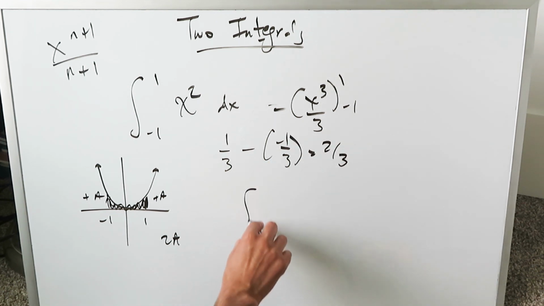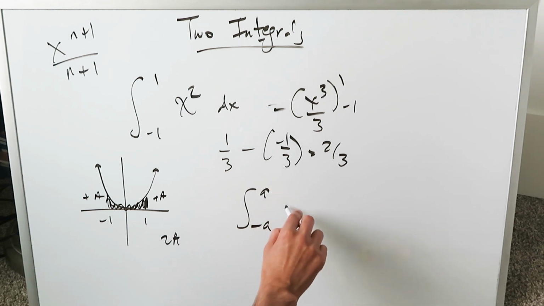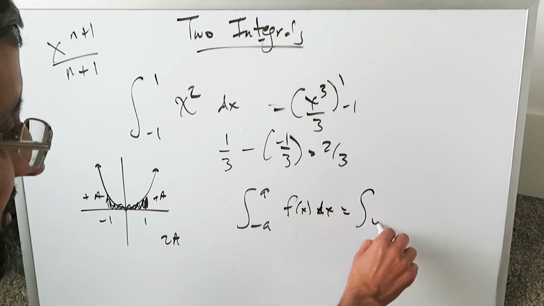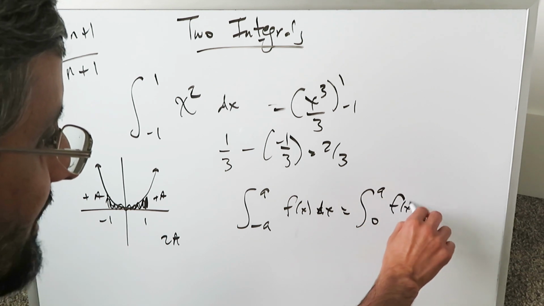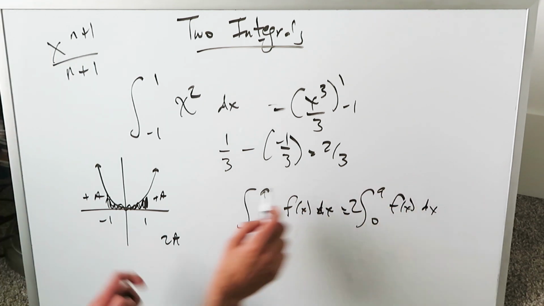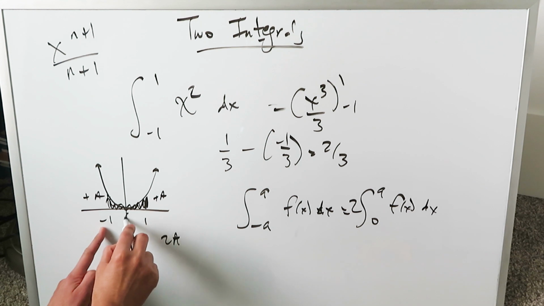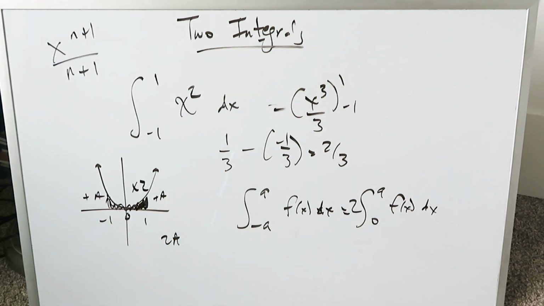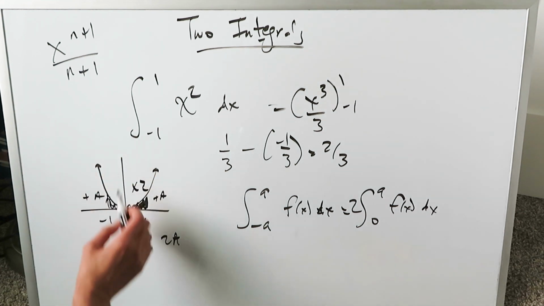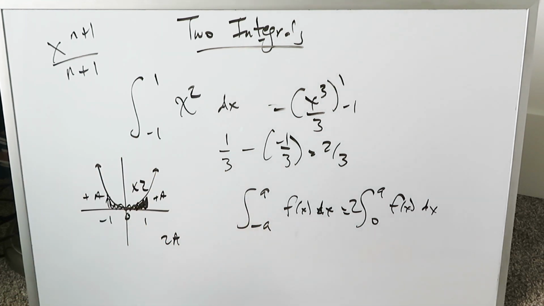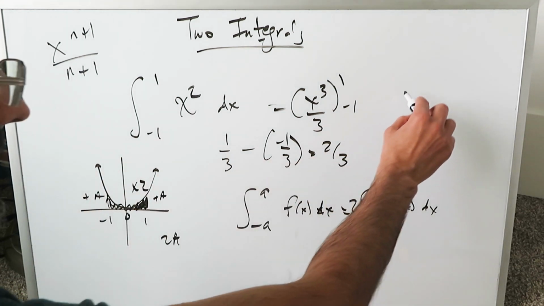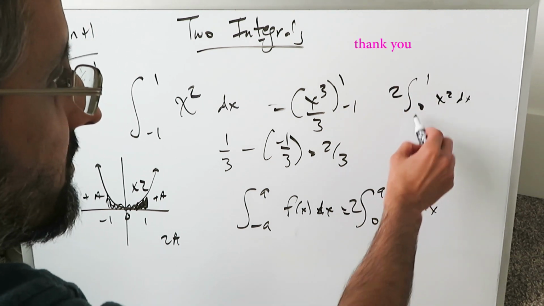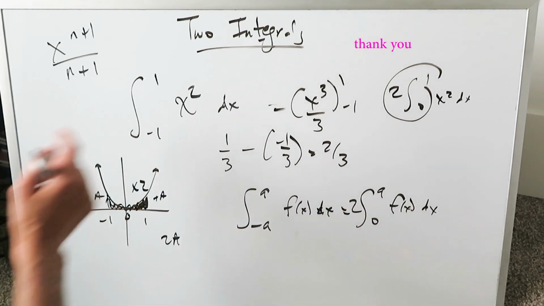What's the property we're looking at? This, minus a to a. For an even function, you can always look at it as from 0 to a, f of x dx, but you double it. If I'm looking from minus 1 to 1, I could have just looked from 0 to 1 and found one area and multiplied by 2. An even function symmetric about the y-axis having symmetric limits, you look at it this way. I could have done this entire integral as 0 to 1 x squared dx and then put a 2 before it. It would still be equal to 2 over 3.